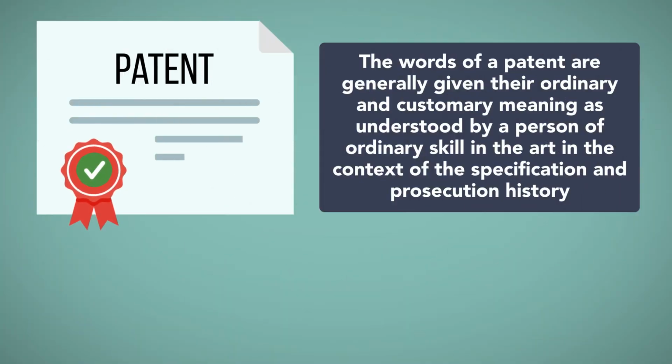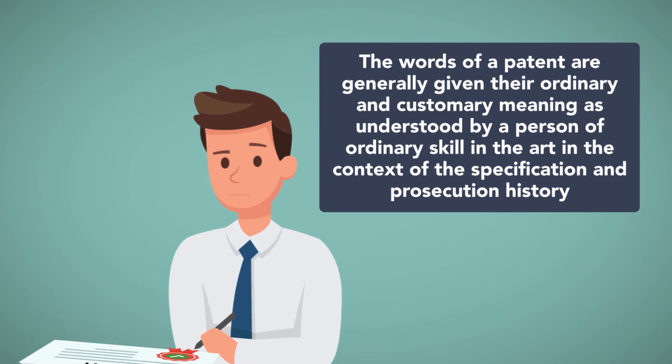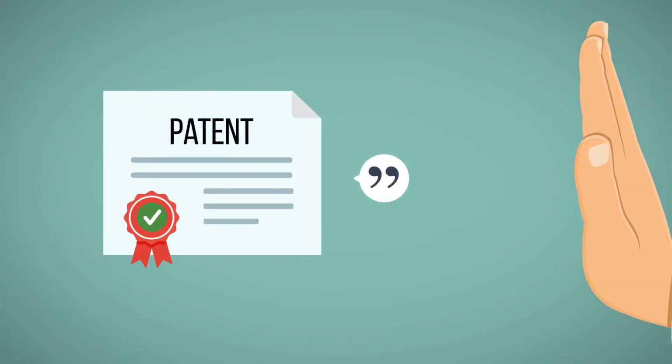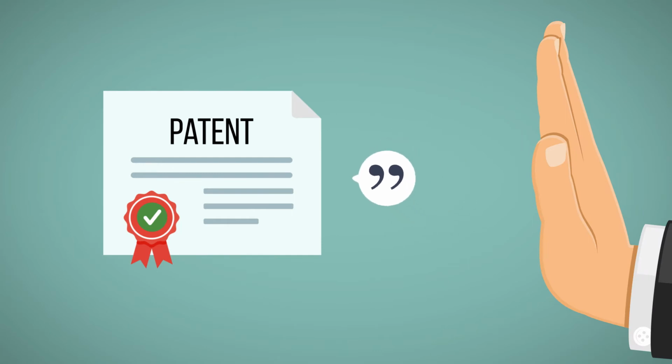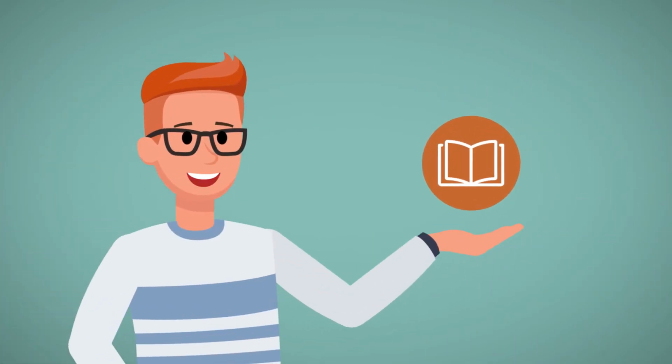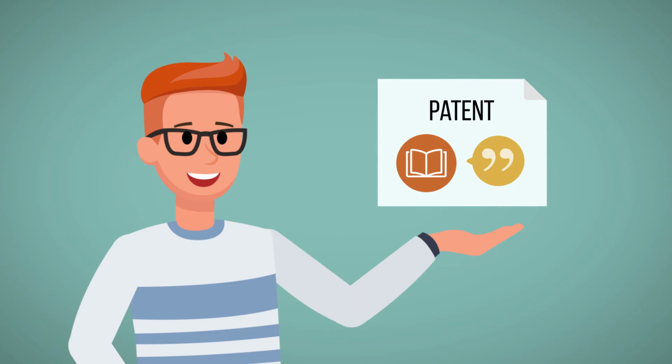First, the words of a patent are generally given their ordinary and customary meaning as understood by a person of ordinary skill in the art in the context of the specification and prosecution history. If the patentee wants to depart from this meaning or simply wants to avoid any controversy during litigation regarding the meaning of a term, the patentee is allowed to act as his own lexicographer by clearly setting forth the definition of a term in the patent's written description.